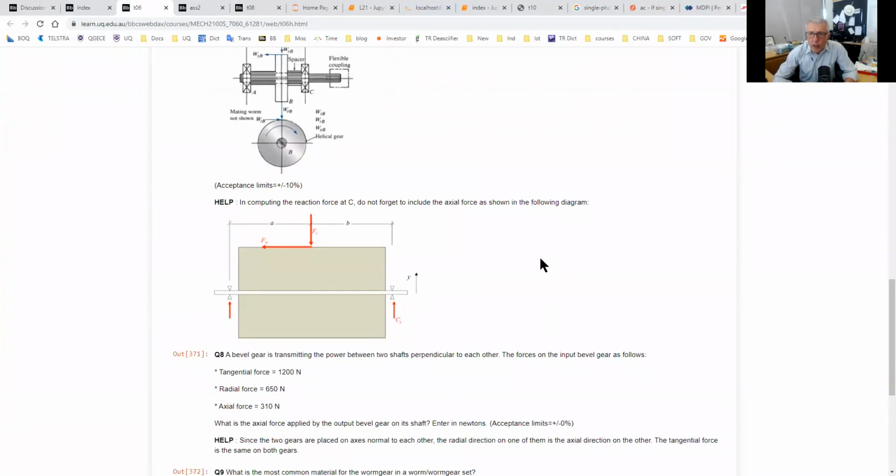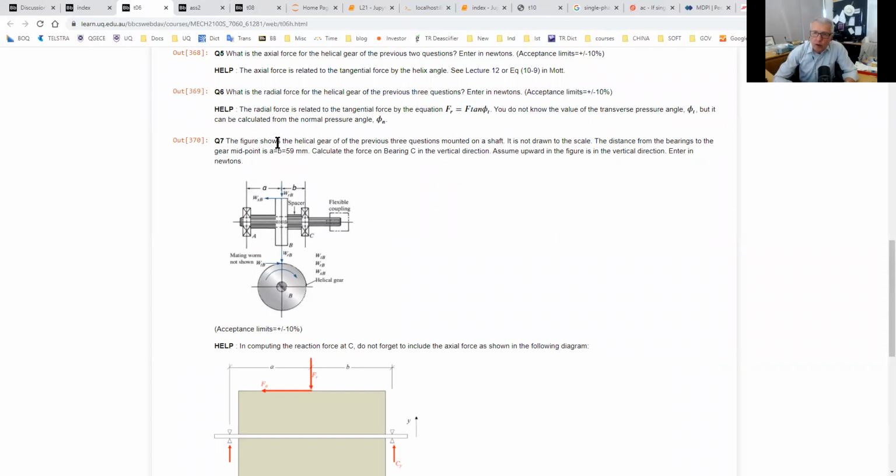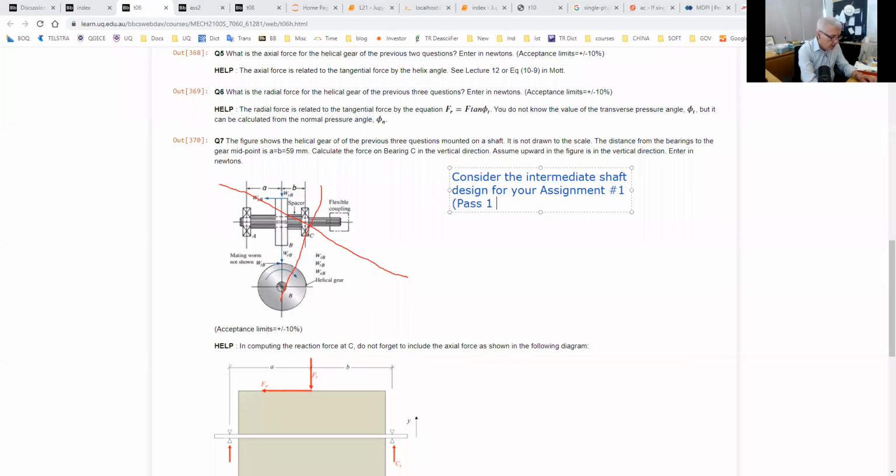Okay. Here, look at this question. The figure shows the helical gear of the previous 3 questions mounted on a shaft. It is not drawn to scale. The distance from the bearings to the gear midpoint is A, B, etc. I may ask you, for example, here, saying that this figure, I can say, consider the intermediate shaft for your assignment 1. Pass 1 data. Because not everybody will do pass 2, I don't want people to suffer. Everyone, the questions are going to be based on pass 1.